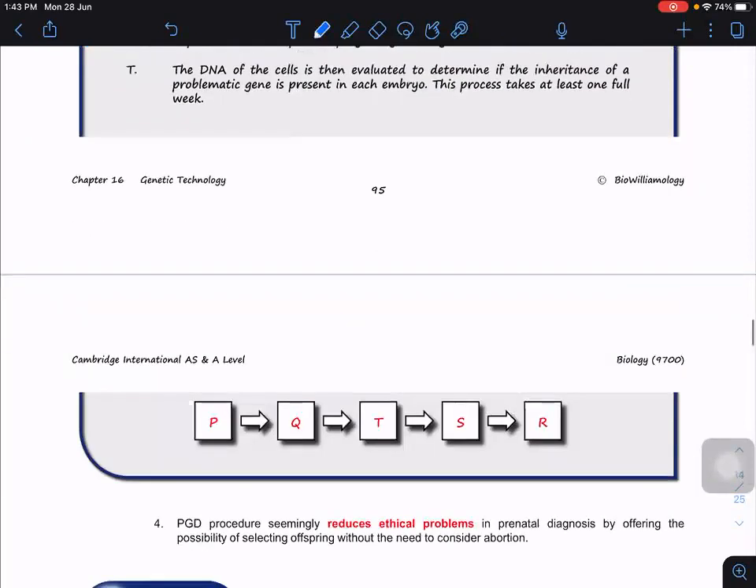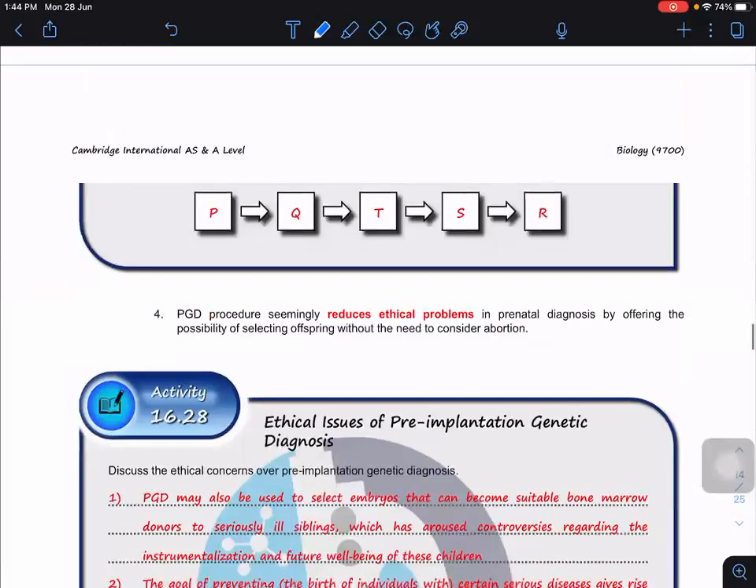The answer is here. So what is the good thing regarding PGD, pre-implantation genetic diagnosis or screening, compared to prenatal diagnosis? We reduce the ethical problem. Why? Because we don't need to do the abortion. Before the implantation takes place, we already check for any genetic defects or not. So it reduces the ethical problem here.